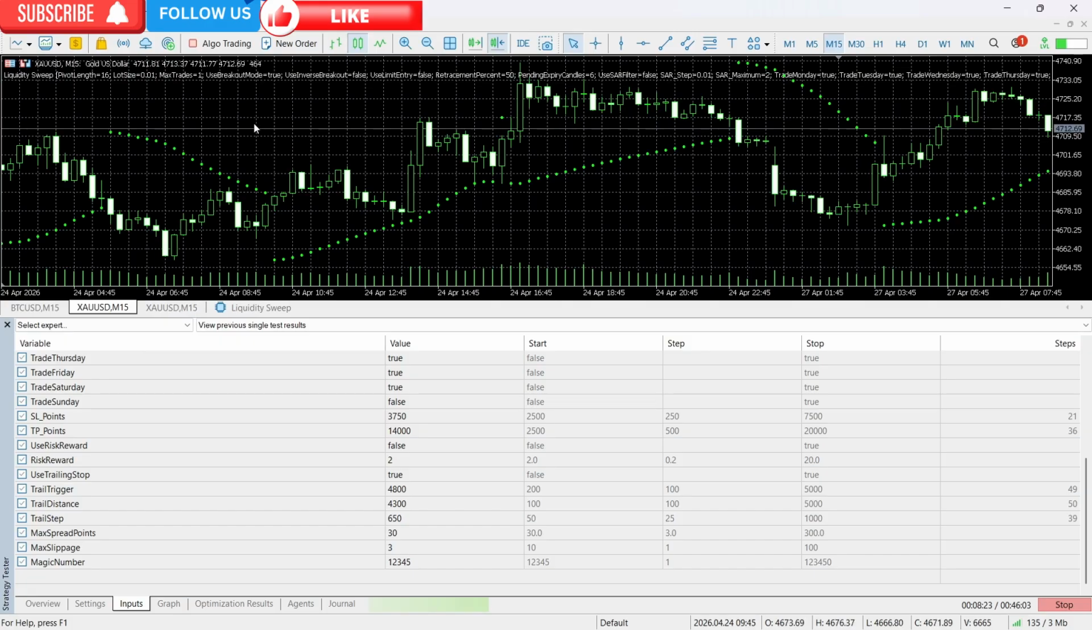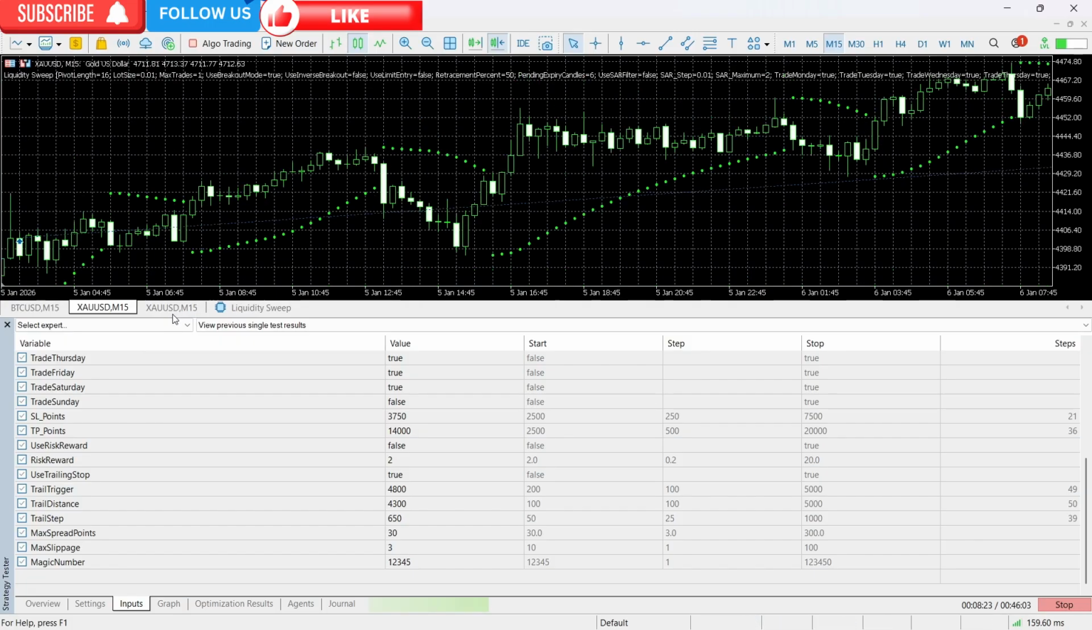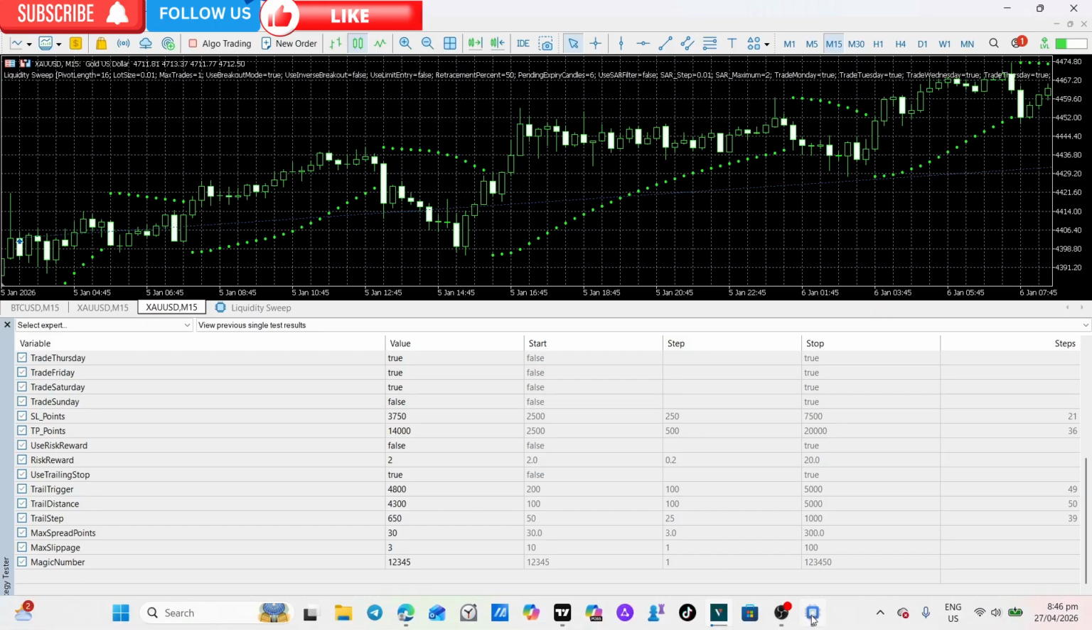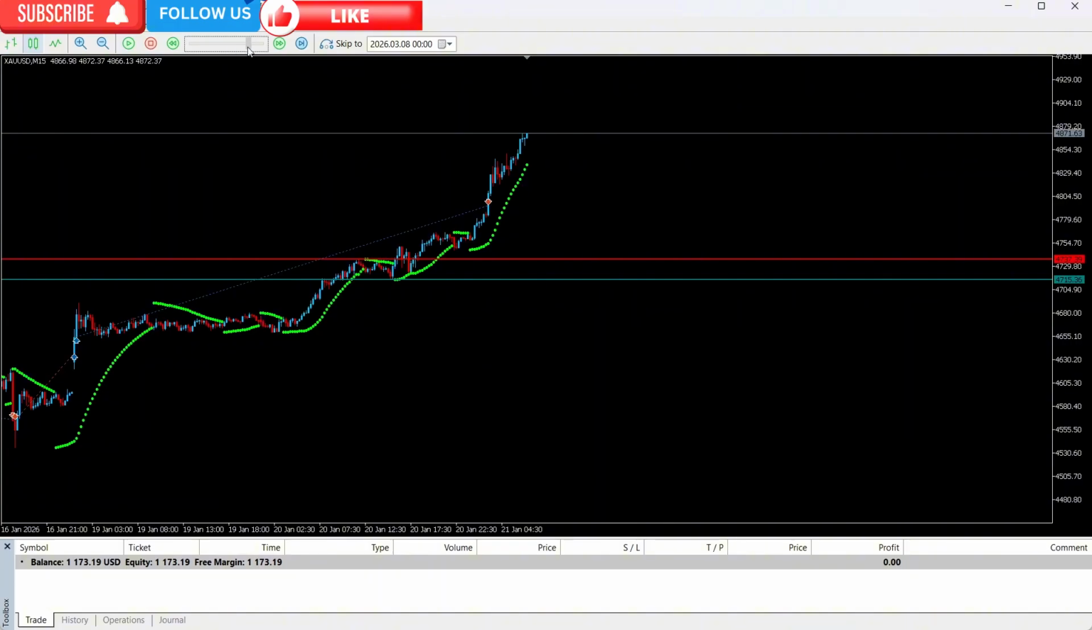So, I mean, you can run the EA on two separate gold charts. You can drag and drop the robot onto one chart, and you set it up for the breakout mode. And on the other chart, you could set it up for the liquidity sweep mode. So you can actually run it in two separate modes on two separate charts. So that was a full winner over there.